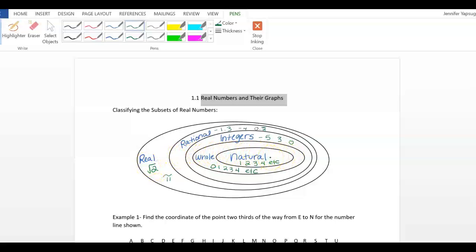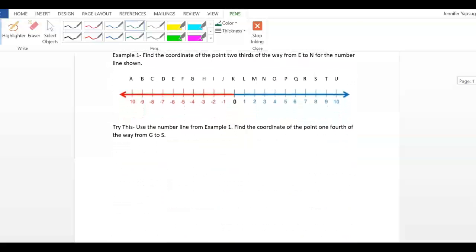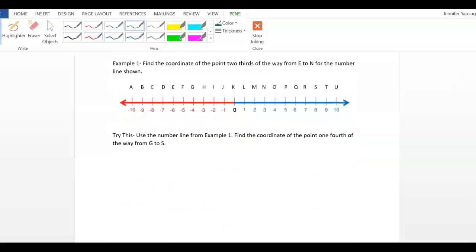All right, so now let's take a look at examining these numbers on number lines. So if we take a look at example 1 here, this problem asks us to find the coordinates of the point 2/3 of the way from E to N for the number line shown. So again, we are finding the coordinate points that are 2/3 of the way. So the first thing I'm going to want to do is locate where E and N are on the number line.